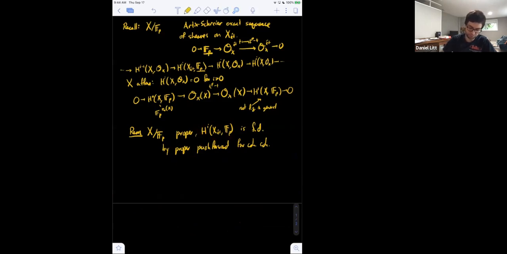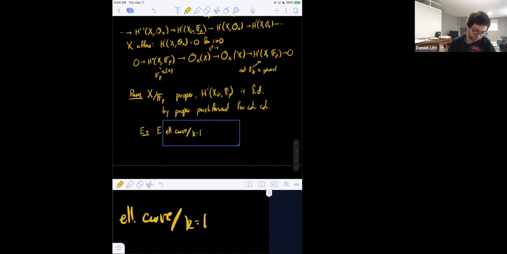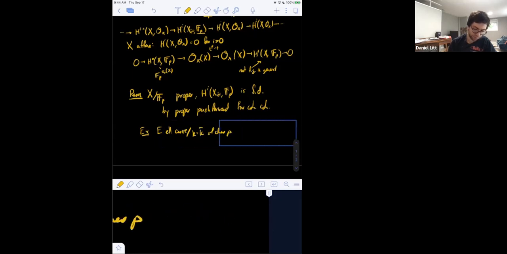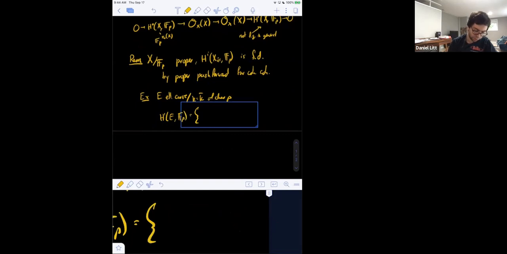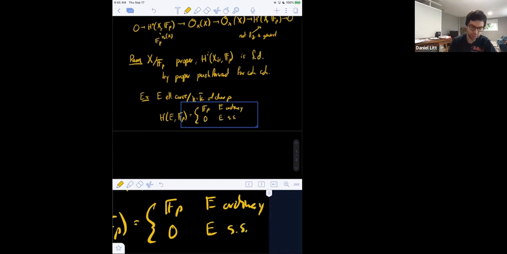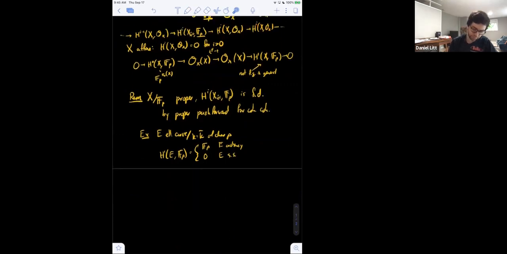For example, for E an elliptic curve over an algebraically closed field of characteristic p, it's not so hard to see from this long exact sequence that H^1 of E with F_p coefficients is going to be one-dimensional, so it'll be F_p, if E is ordinary, and 0 if E is supersingular. And this just follows again from this long exact sequence, and one definition of supersingularity is in terms of how Frobenius acts on these groups. Cool.